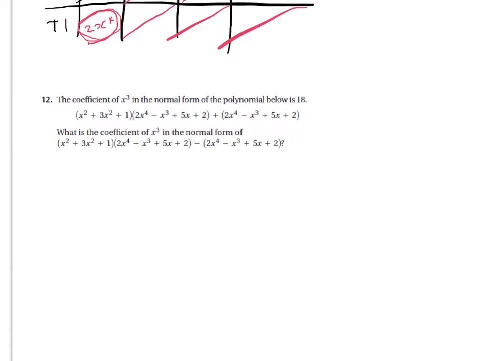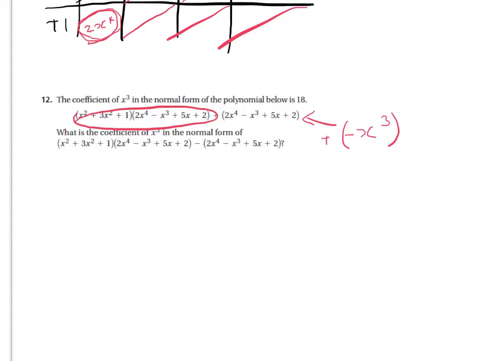The coefficient of x to the third in the normal form of the polynomial below is 18. Right here. What's the coefficient of x to the third in the normal form of it? So x to the third, I got negative 13 here. No, negative x to the third power. So I am adding some number right here. I don't know what that is. I don't even want to do it.